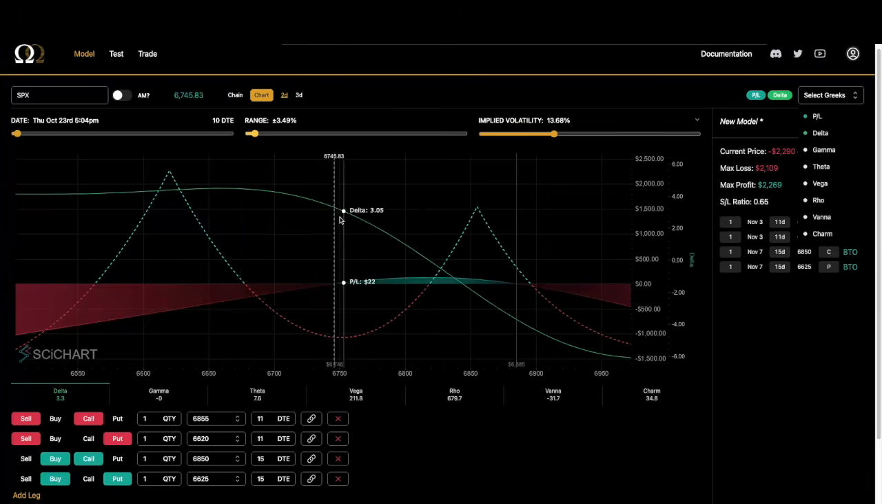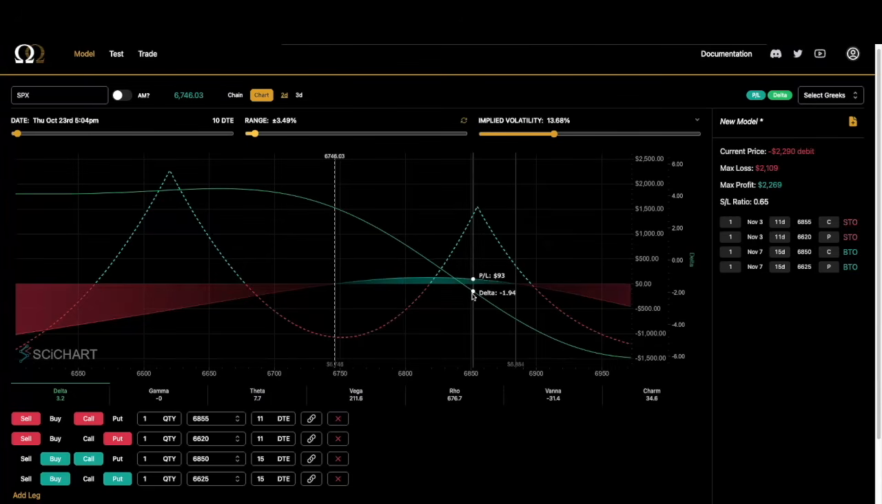So this is the graph of delta. As you start out, as we go up, right? You're starting out long deltas, but this is a short gamma trade. So eventually these deltas get shorter on the way up because you're short gamma. And as you go down, you can see your deltas are going to get longer on the way down, right? And your P&L, right, as we go down, you'll lose on a big move if we go too far. Same with the upside, right?